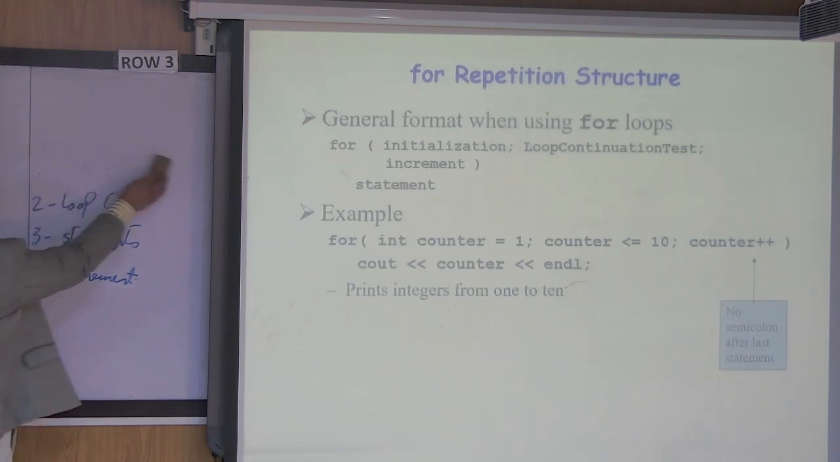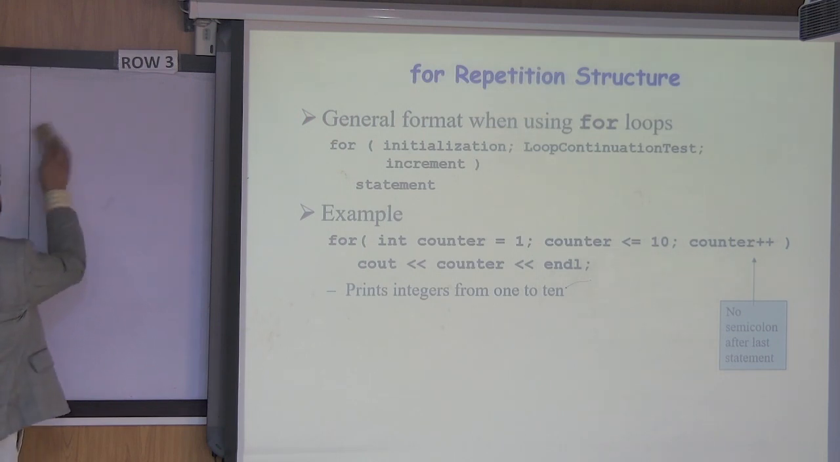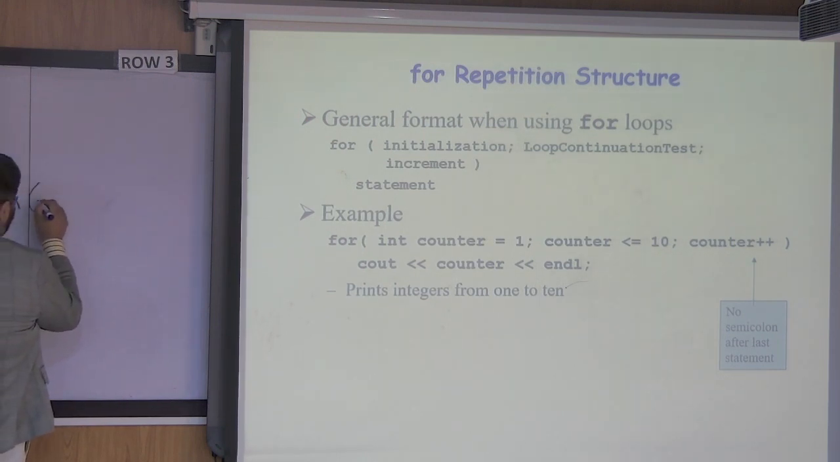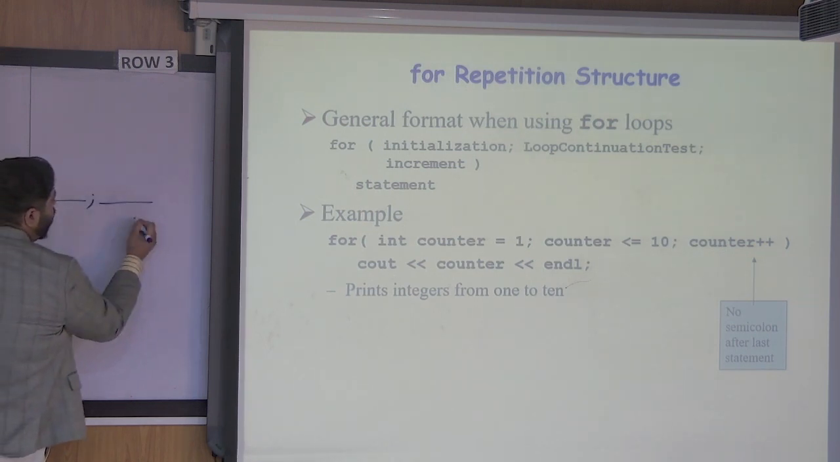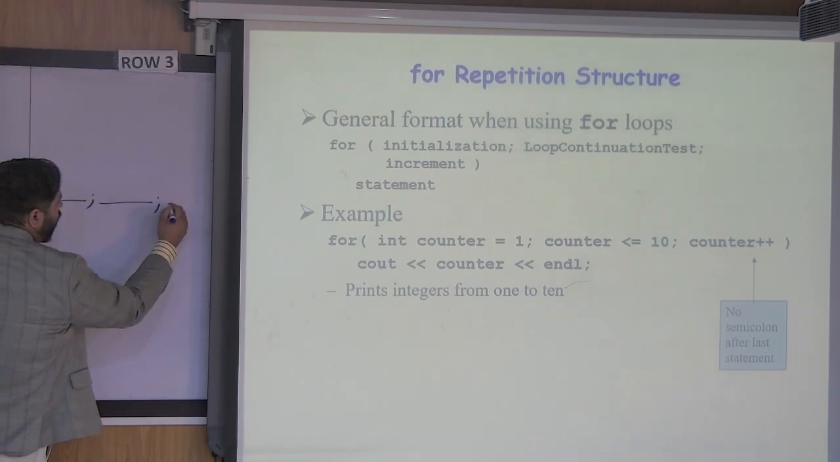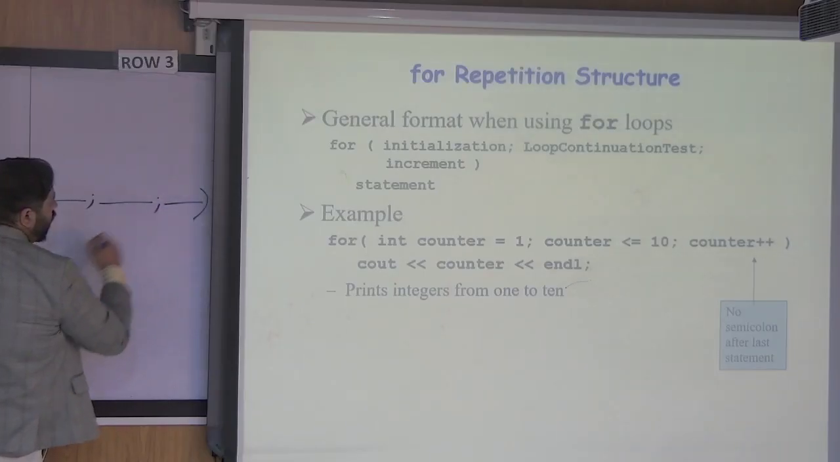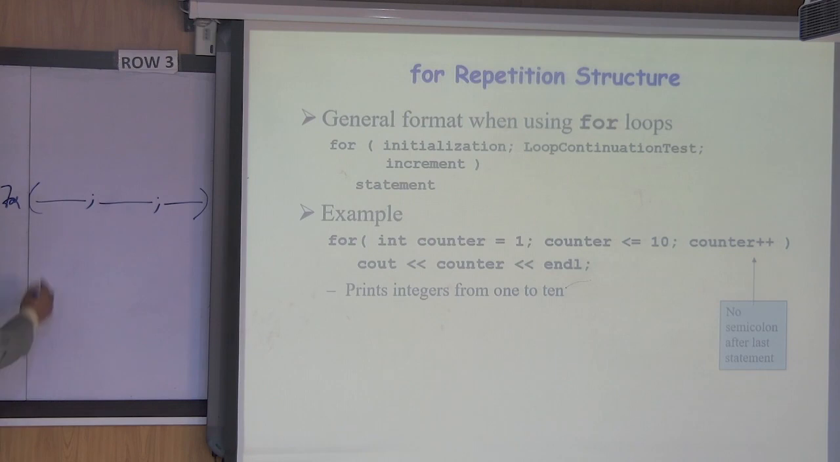इन्हीं सब चीजों को for, first term initialization phase semicolon, loop condition semicolon, increment decrement bracket close, body of the loop. Here is the overall structure of the for loop.